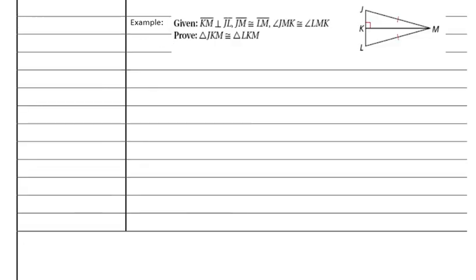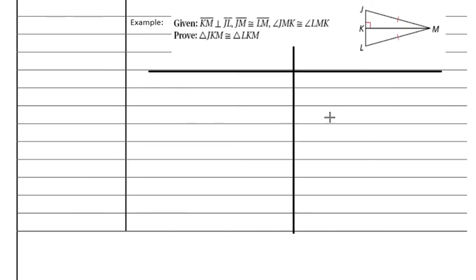Okay, and let's go ahead and do one more together. Go ahead and draw in our 2-column proof here, and go ahead and copy the picture and all this that is given. I'm going to go ahead and write down everything that's given because that's the easy part. And I also need to mark what it is that they gave us. They told us that KM is perpendicular to JL.